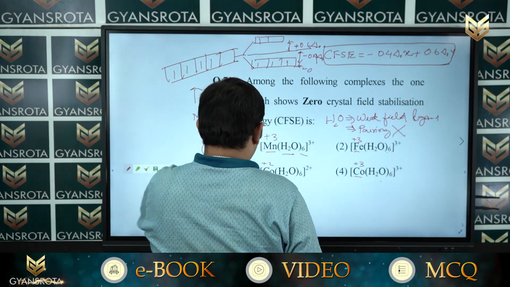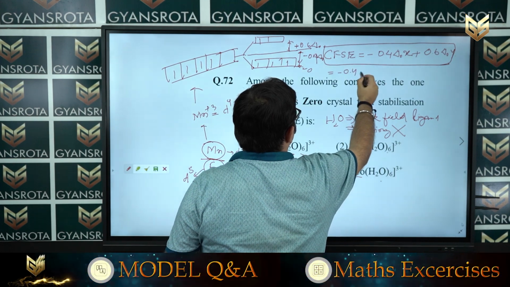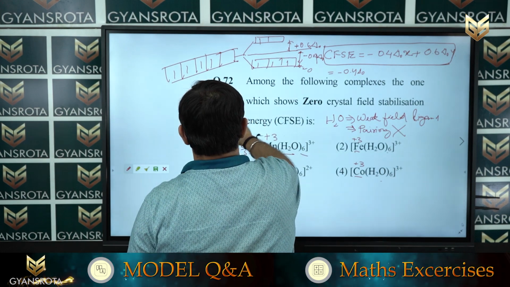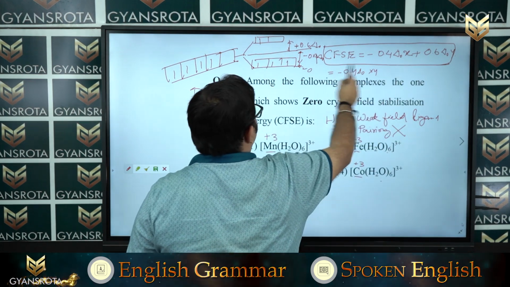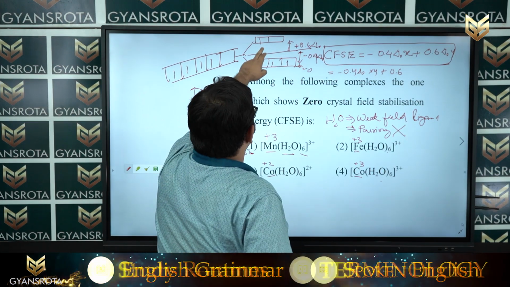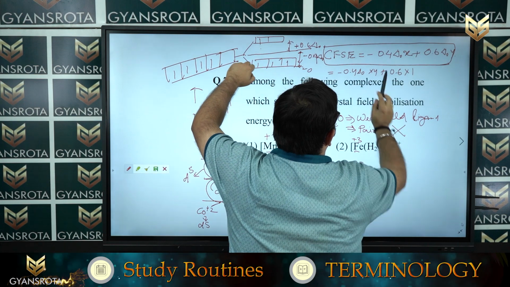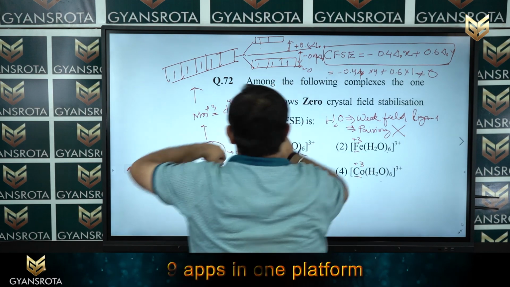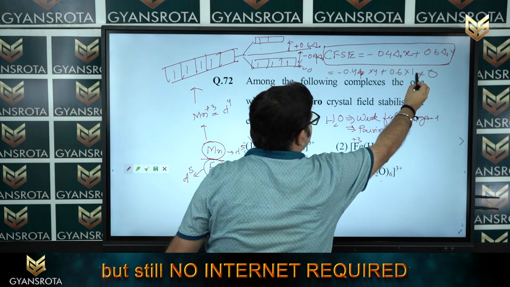Now if you see for d4, it will be minus 0.4 delta naught. What is the x value? Your x value is 4 electrons, so into 4, and for plus 0.6, how many electrons are present in your eg orbitals? Only 1, so it should be 1. So what you are getting should not be equal to 0. So this is not our option, Mn we can neglect it, because it should not equal 0.